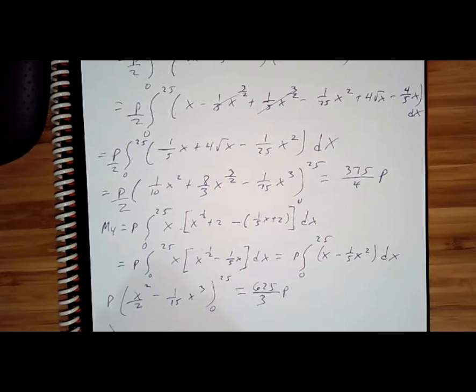So x bar is equal to the moment about y over the total mass, which is 625 p over 3 divided by, I already forgot what little m was.